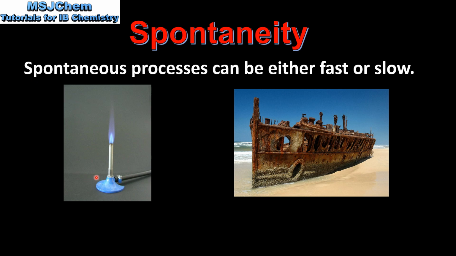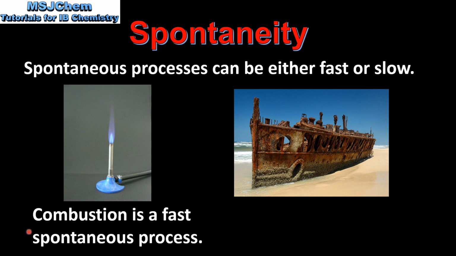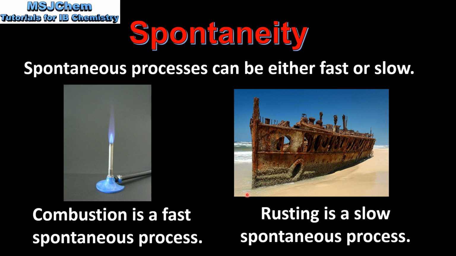On the left, we have the combustion of gas in a Bunsen burner. Combustion is a fast, spontaneous process. On the right, we have the rusting of iron. Rusting is a slow, spontaneous process. So even though we can classify a reaction as being spontaneous or non-spontaneous, it tells us nothing about how fast the reaction happens.